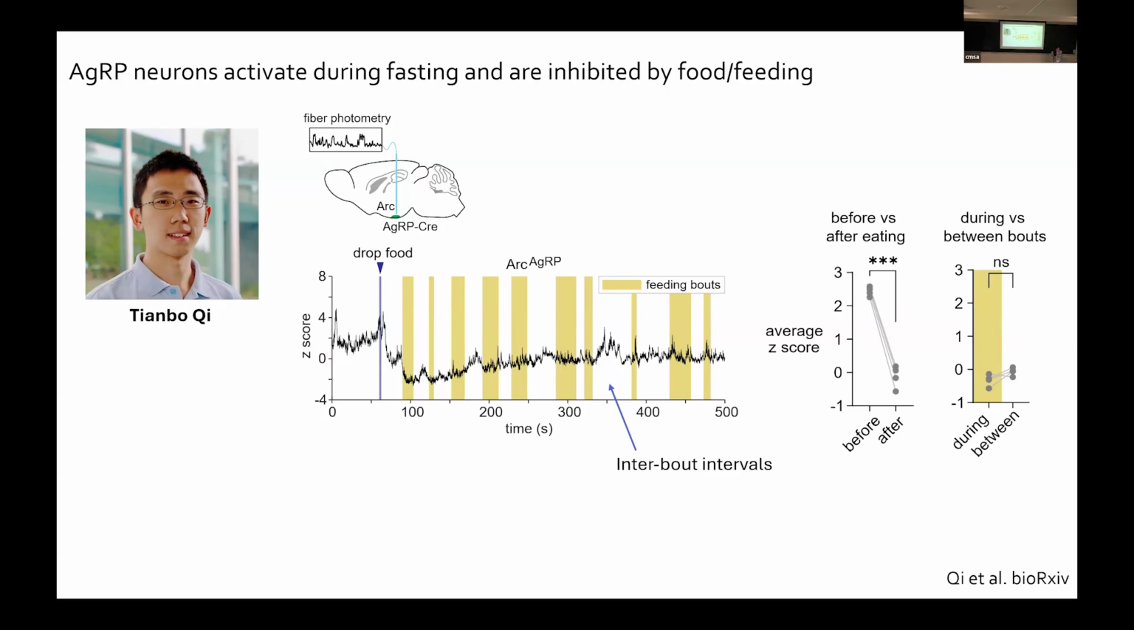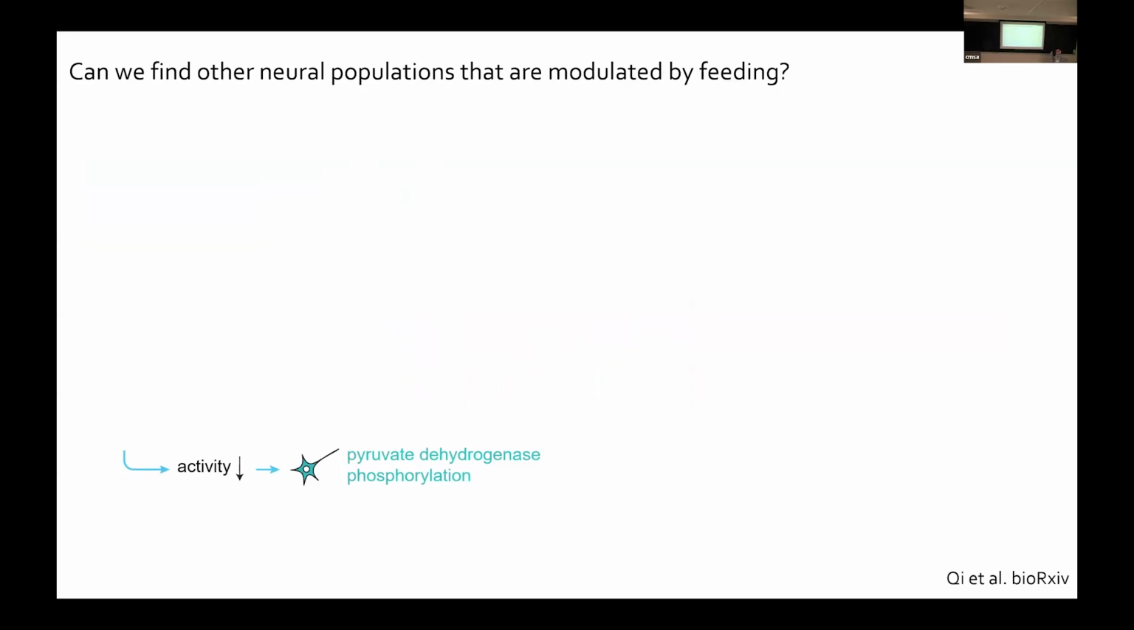So Tianbo was looking for other brain areas that are modulated by feeding, and he used a tool from the lab to detect inhibited neurons, which I guess is a bad animation spoiler. So the experimental setup is that you take an animal that's fasted overnight and then refed. It's given access to food.